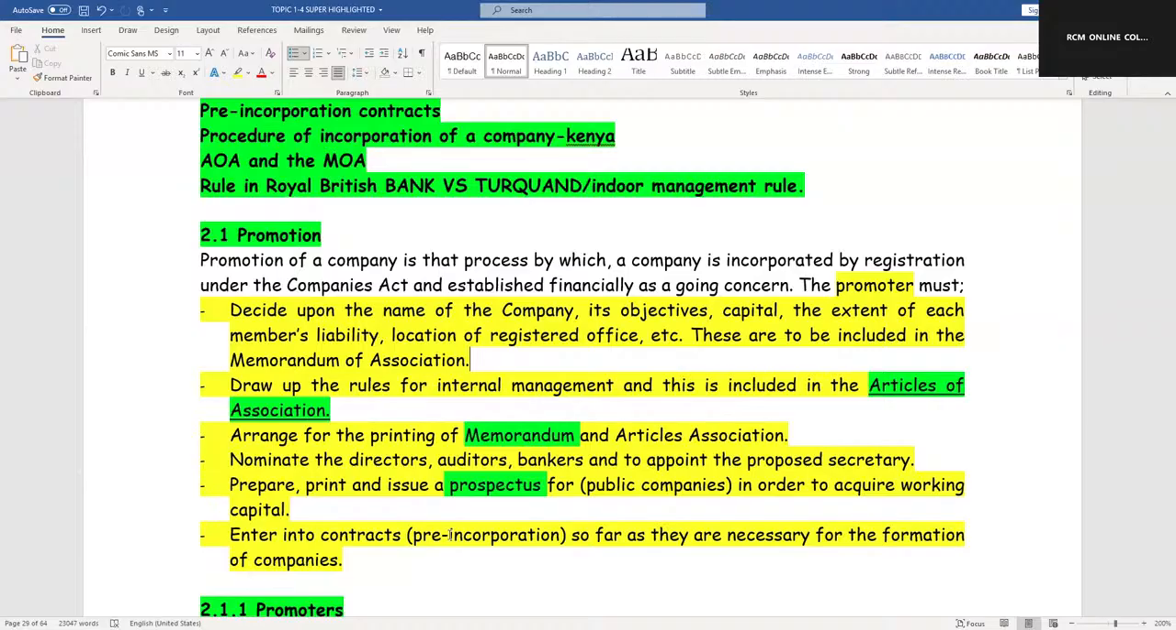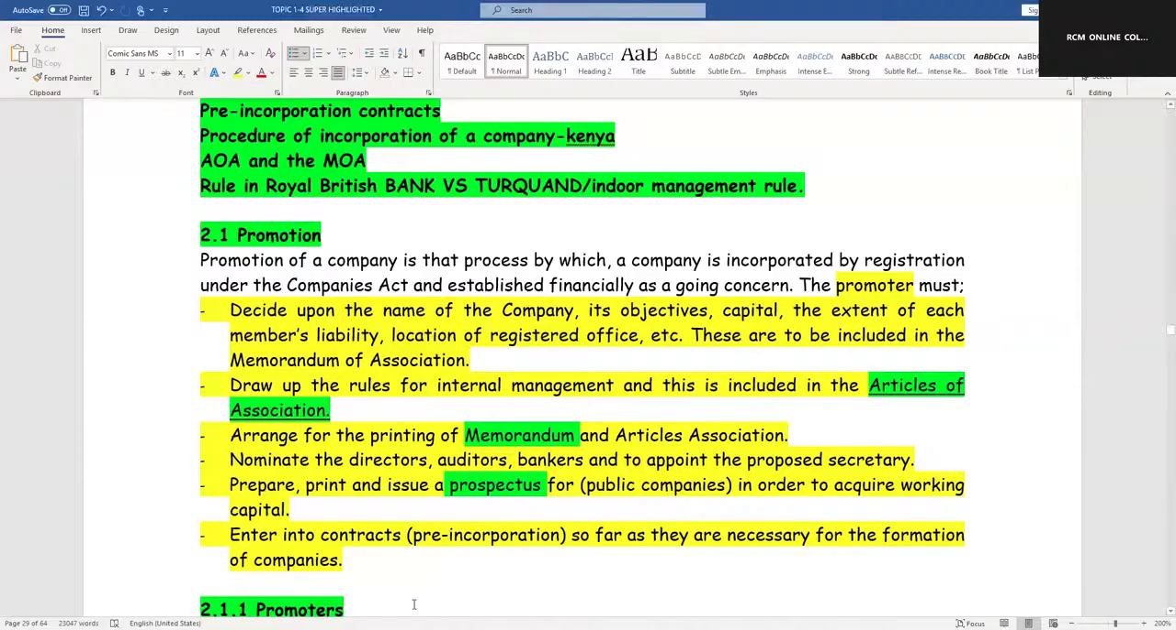And of course, you can see I have highlighted this. This is a dangerous area in the exam. It can easily be tested. It is one of the commonest in the exam. The duties of a promoter. Or what role does a promoter undertake during the formation of the company? The duties of a promoter.